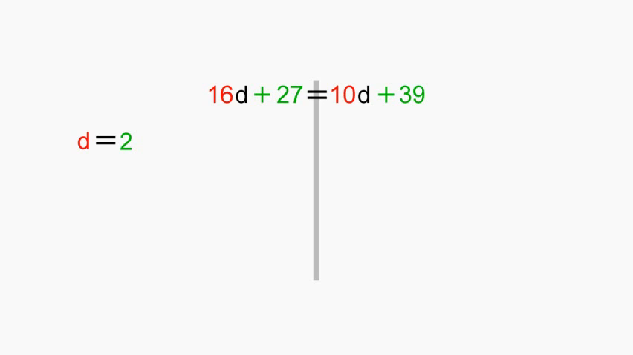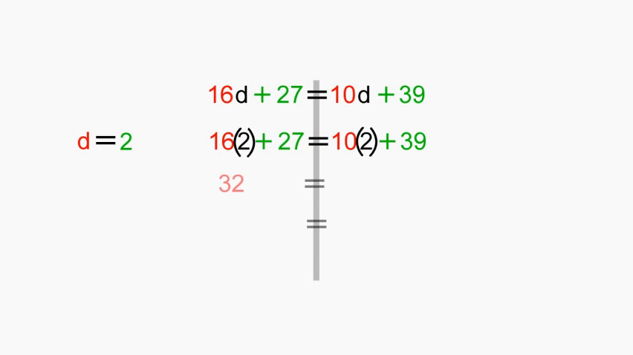Going back to the original equation, I'm going to plug in the 2 wherever I see the d, and then do the arithmetic to see if it makes the left side equal to the right side. Working on the left side first, 16 times 2 is 32. Next, 32 plus 27 is 59. Now on the right side, 10 times 2 is 20. Next, 20 plus 39 is 59. So the 2 will make both sides equal to each other.